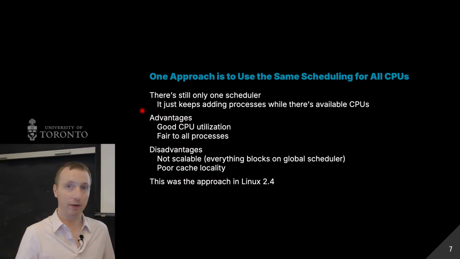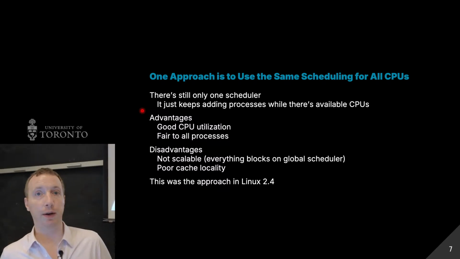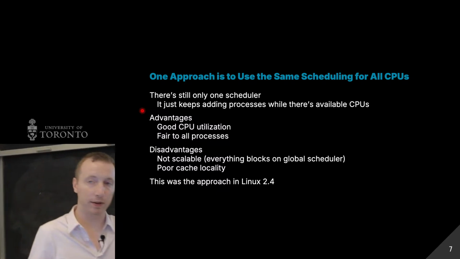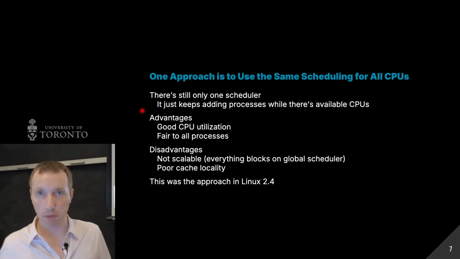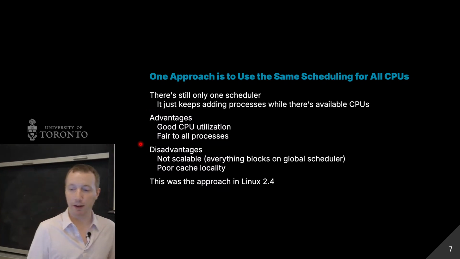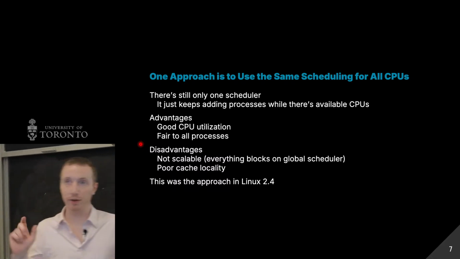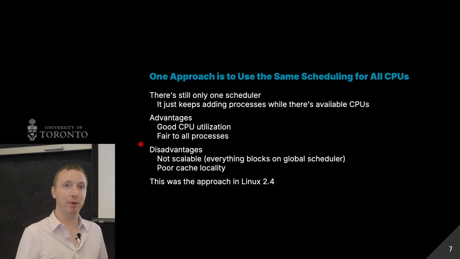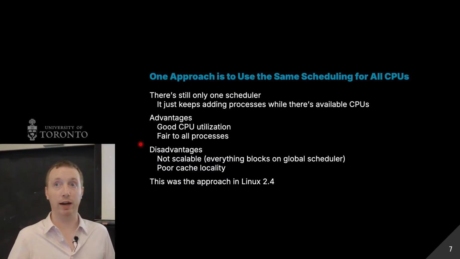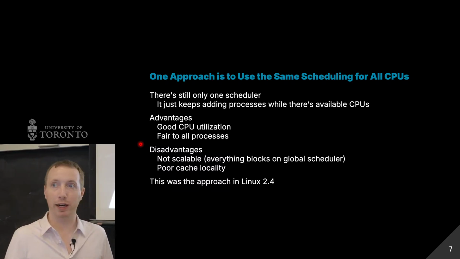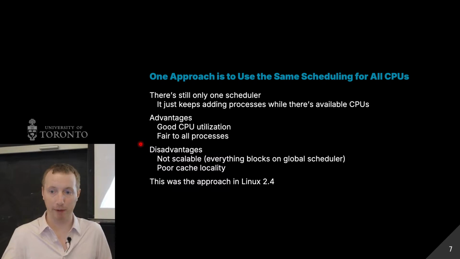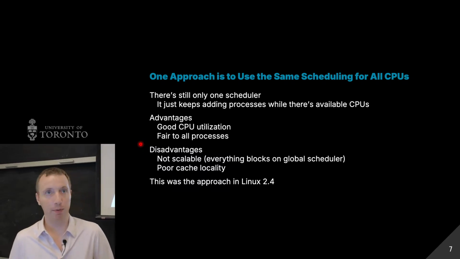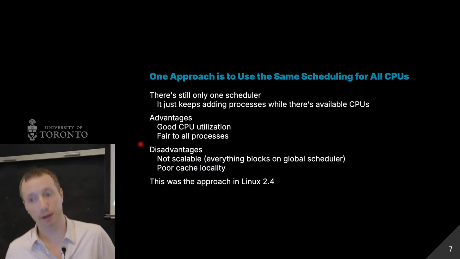If there's any idle processor, we will use it immediately. And it's also fair to all processes if we're just doing round robin. So if you just did round robin with this and just stuck it all on CPU, nice and fair, nothing goes wrong. The disadvantage of this is it's not scalable. Everything blocks on the global scheduler. What that means is if one CPU core is using the scheduler to try and get the next process, another CPU core can't ask for the same information at the same time. It has to wait until the scheduler has made a decision on the first CPU before it gets to have the scheduler make a decision for it.